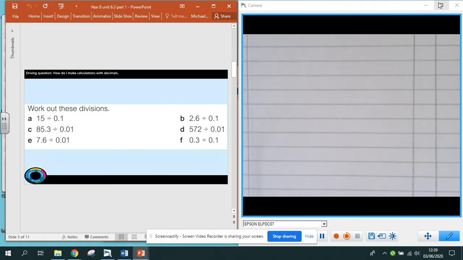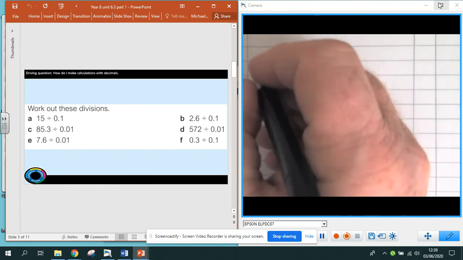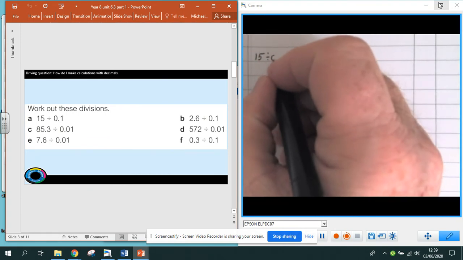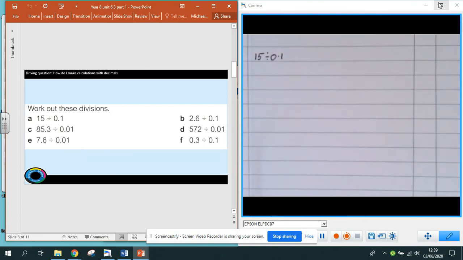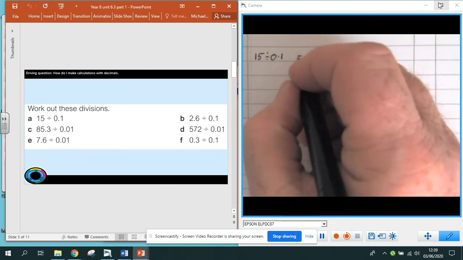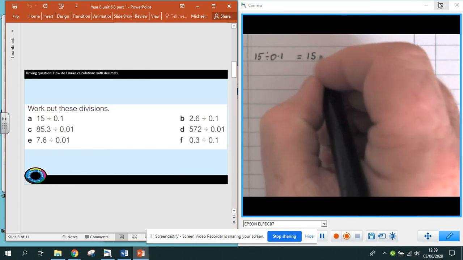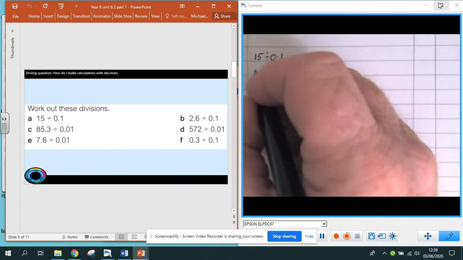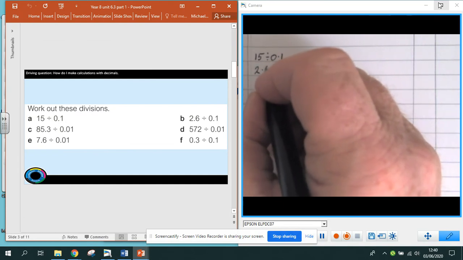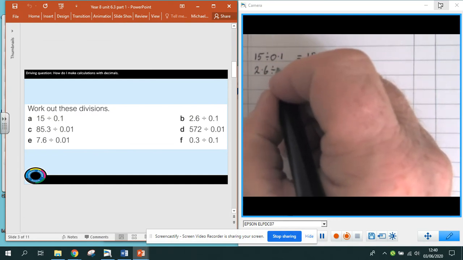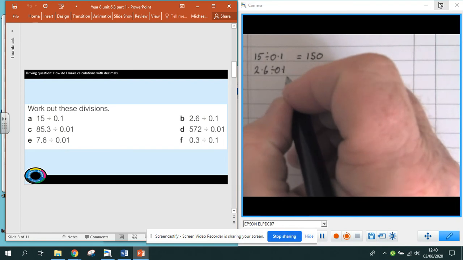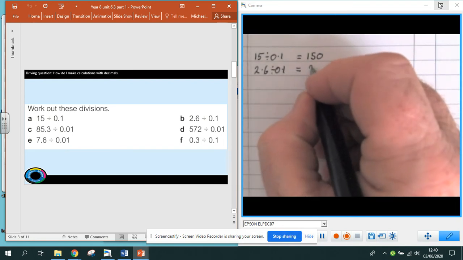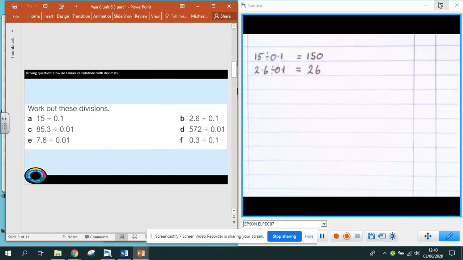Okay, so 15 divided by 0.1, that's going to be the same as 15 times 10 equals 150. 2.6 divided by 0.1, that's also going to be the same as multiplied by 10, so that's going to be 26.